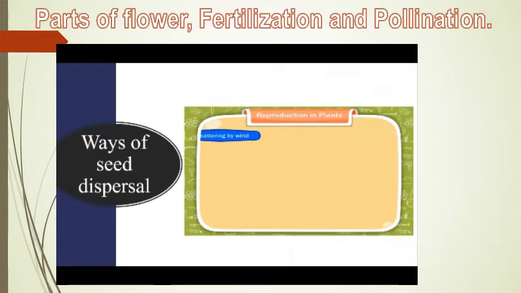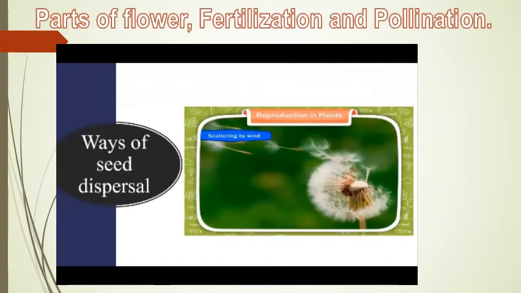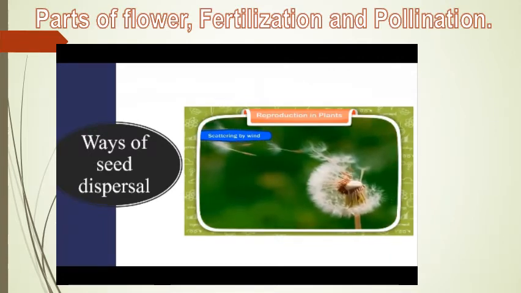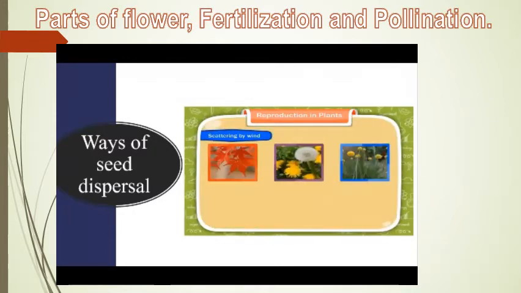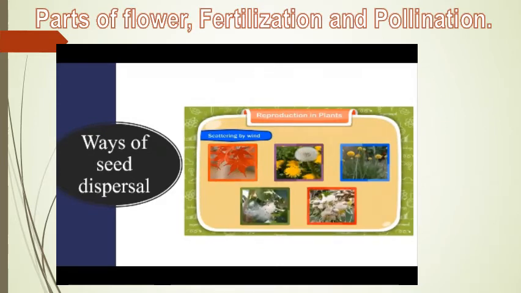Watch the video and note the ways of seed dispersal and the important points of each way. Let's start. Scattering by wind. Some seeds have long and fine hair on them. Seeds like maple, dandelion, drumstick, madar, and hiptage have wings or tufts of hair on them. These hair or wings help them to float in the wind.